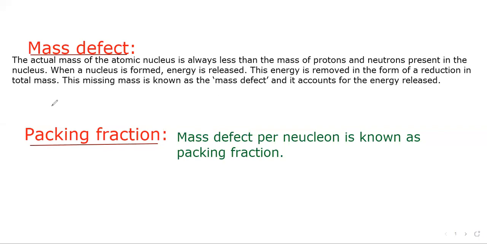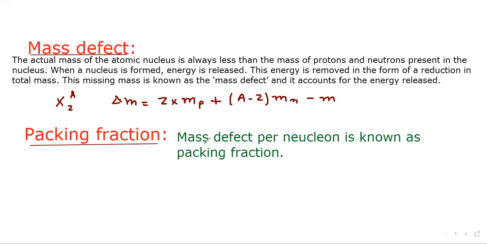So we can say that if there is a nucleus X with atomic number Z and mass number A, then delta M, the mass defect, will be equal to the mass of all protons, Z times Mp, plus the mass of all neutrons, (A minus Z) times the mass of a neutron, minus the mass of the nucleus.